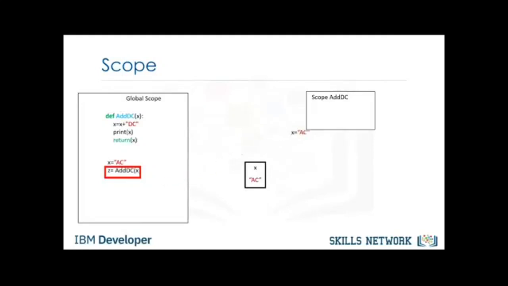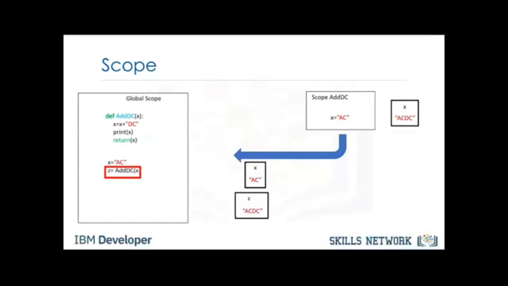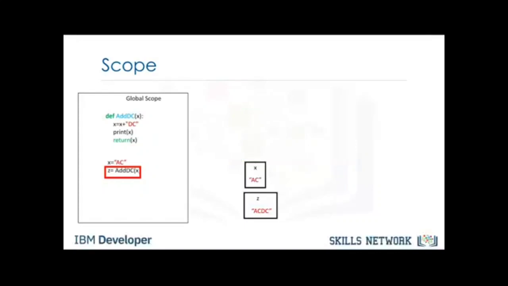When we call the function, we enter a new scope, or the scope of addDC. We pass as an argument to the addDC function, in this case ac. Within the scope of the function, the value of x is set to acdc. The function returns the value and it is assigned to z. Within the global scope, the value z is set to acdc. After the value is returned, the scope of the function is deleted.